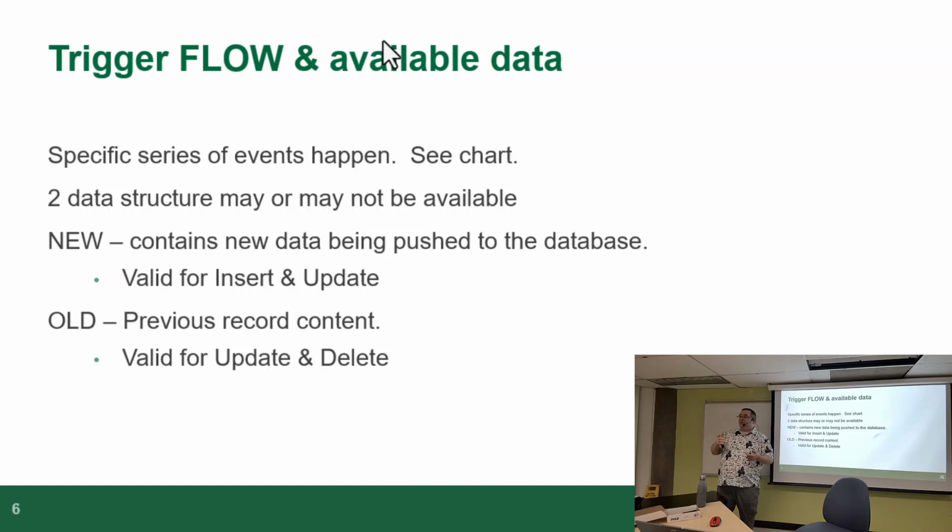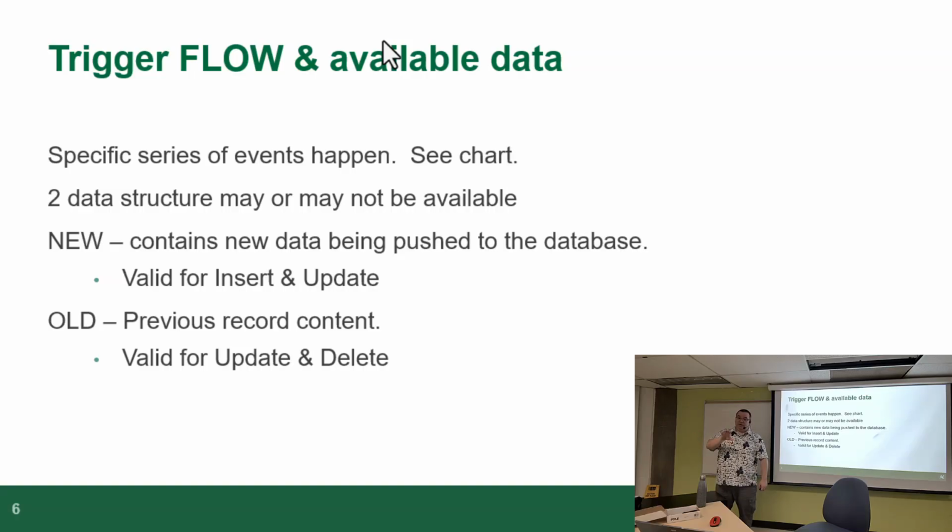So for example, we're inserting a new email address. On a table called users, you could go new dot email address, and that would let you access and see what's being put in. Old is what was there before. New is valid for insert and update because insert and update pushes data to the database. Old is valid for update and delete. Insert doesn't have old because you're adding something brand new. There's nothing there. Old was what was there before.